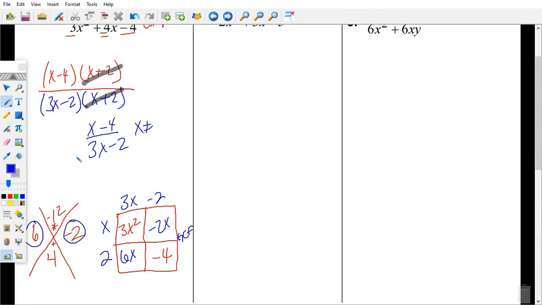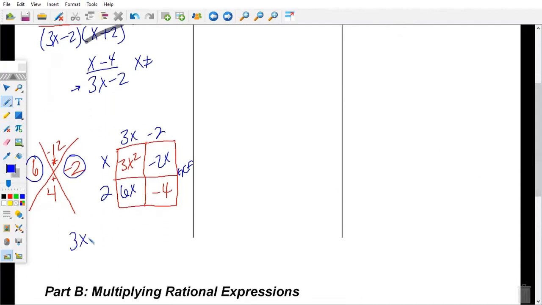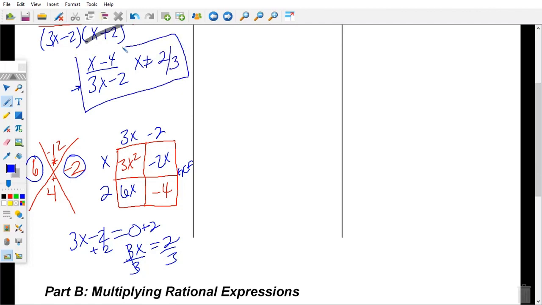Your restriction is based off of your denominator. What would make my denominator equal to 0 is what you're asking. I heard 2/3. Yes. So if I have 3x minus 2 equal to 0, I would add 2, right? And I'm left with 3x equals 2. Is x by itself? No. So I would have to divide by 3. So my restriction is 2/3. So that would be my final answer.